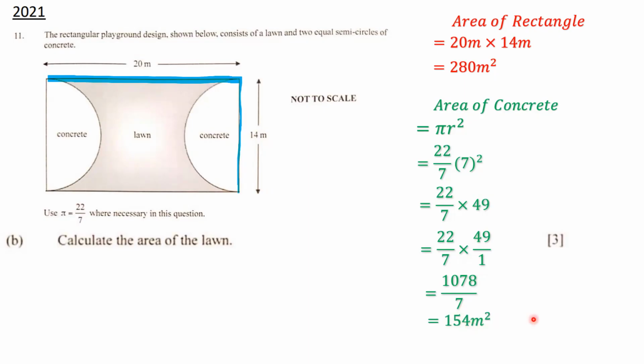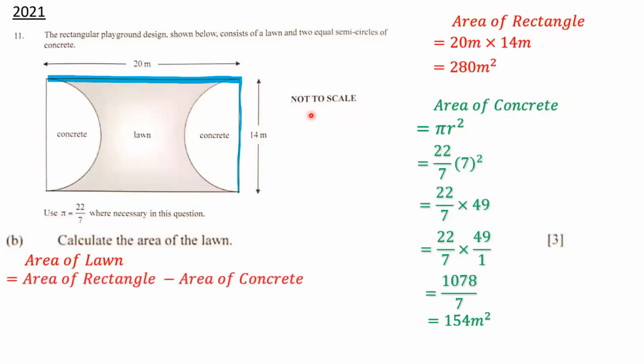Next, we have to figure out the area of the lawn. We figured out the area of the concrete, which is 154 meters squared, and the area of the rectangle, which is 280 meters squared. Now to figure out the area of the lawn, we have to subtract the area of the concrete from the area of the rectangle, which is 280 meters squared minus 154 meters squared, which gives us 126 meters squared.